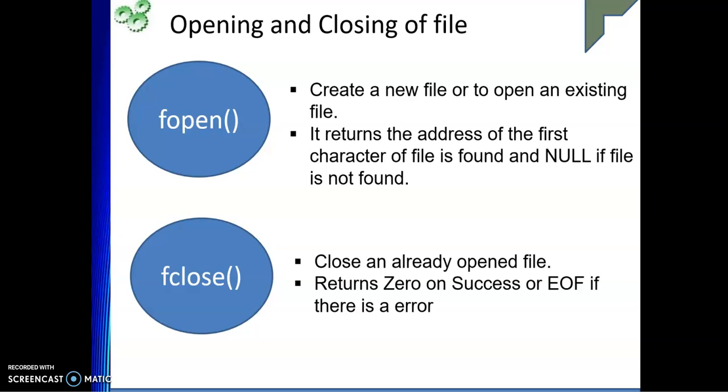Now you have to close the file, and we can do that using fclose, which returns 0 on success, or EOF if there is an error. If there is an error, it will return EOF, and if it is successfully closed, then you will be returning 0. So we have two functions, fopen and fclose.